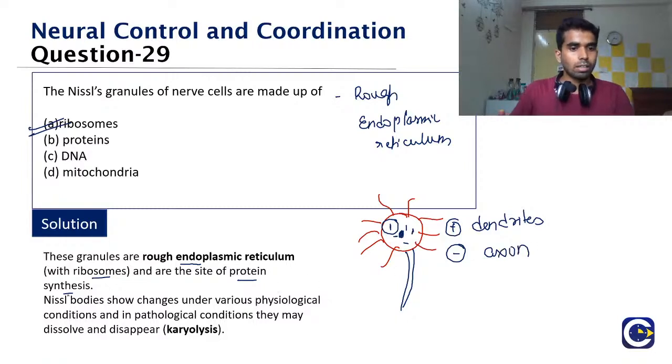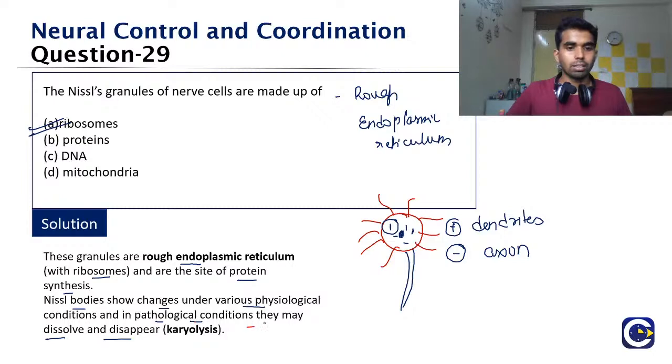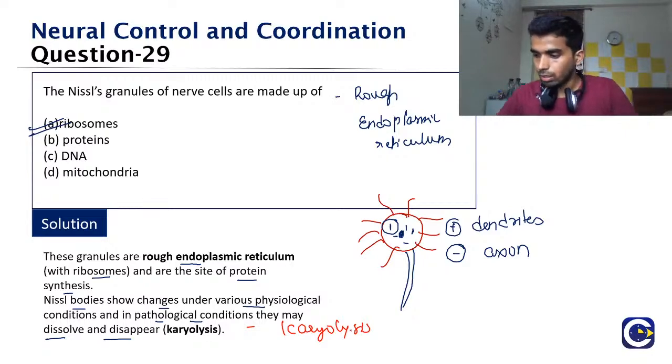Okay, and the Nissl's bodies show changes under various physiological conditions. Suppose there is any disease or any damage to the nerve, that is a pathological condition, these Nissl bodies will start to dissolve and disappear. And what is this process known as? This process is known as chromatolysis, and it is a pathological condition.